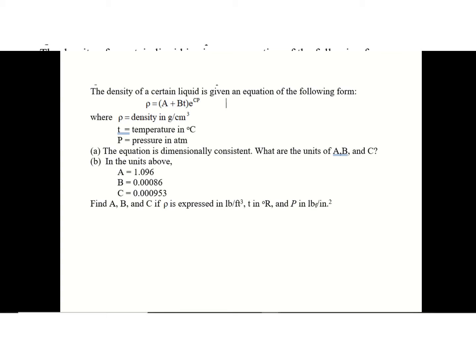The equation is dimensionally consistent. This is an assurance; you should put it in mind that the equation is dimensionally consistent. So the question is, what are the units of A, B, and C? That's part A. Part B, in the unit above, A, B, C are given the values you can see on the screen. Find A, B, C if rho is expressed in pound per foot cube, T is in degree Rankine, and P is in pound force per inch square, which is PSI.